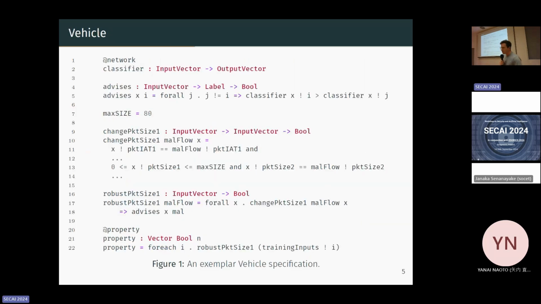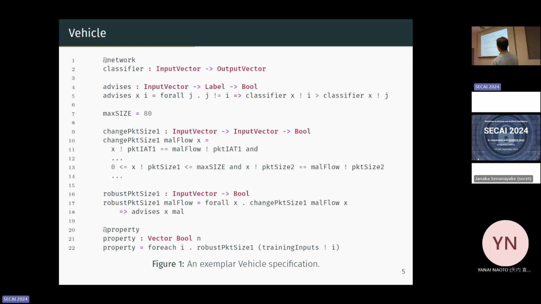So this is what the actual vehicle language looks like. This is what our specifications look like in the paper. Vehicle is a restricted subset of Haskell, as Haskell is pretty familiar.